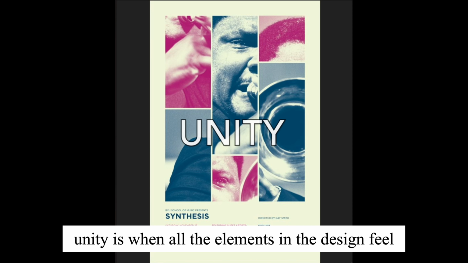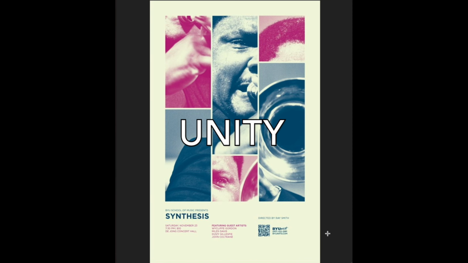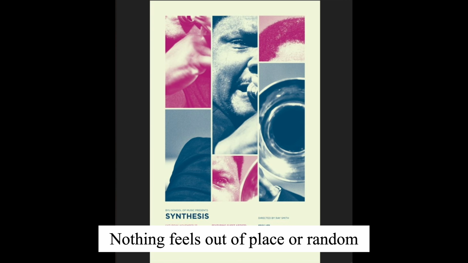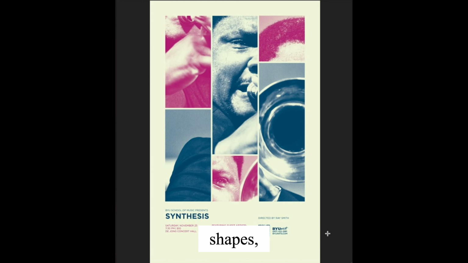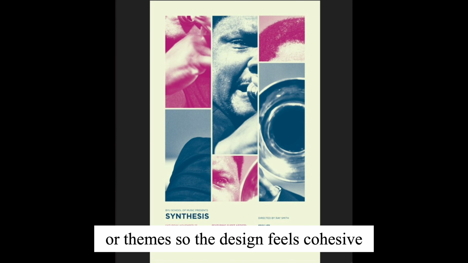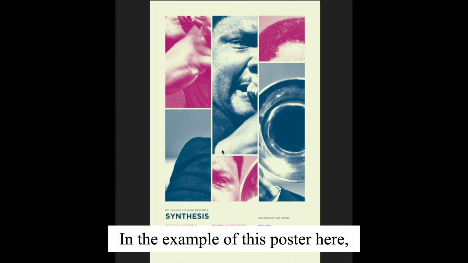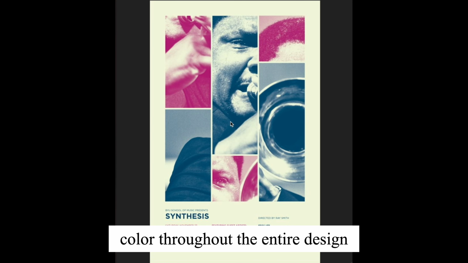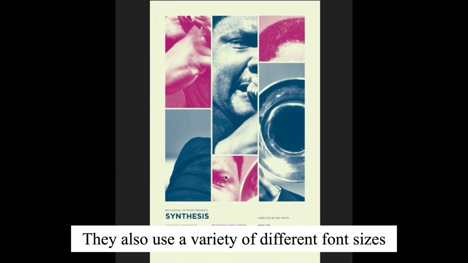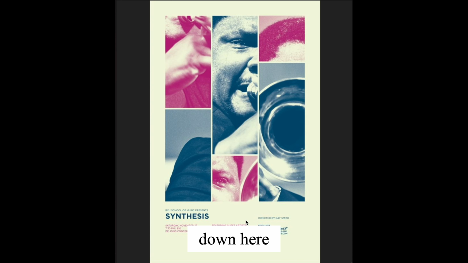Next, unity is when all the elements in a design feel like they belong together. Nothing feels out of place or random. Unity can come from using consistent colors, shapes, or themes so the design feels cohesive. In the example of this poster here, the designer didn't necessarily use the exact same color throughout the entire design. They also use a variety of different font sizes down here. But still, looking at the design, it feels very, very unified.